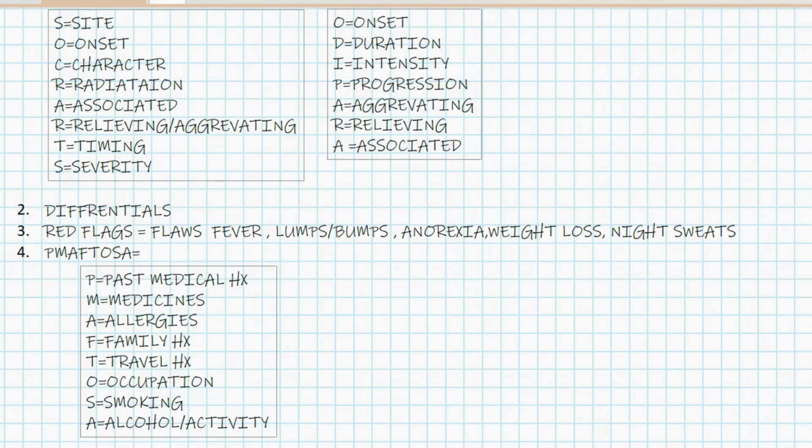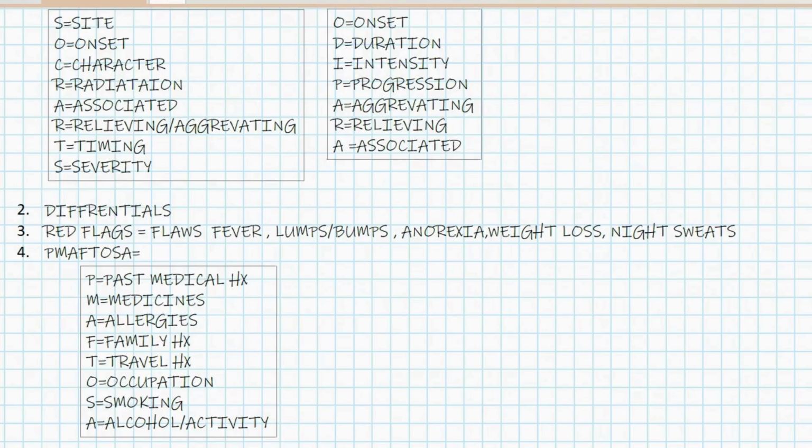Once the main symptom and red flags are done, go for the background history. It will help you in assessing the risk factors relating to the specific condition that you're going to diagnose. So use the mnemonic PMAFTUSA. What does it stand for? P, past medical history, medications. You will ask if the patient is on any medications, or is he taking any new medications? Allergies, is he allergic to any food or any medicines? Then ask about family history, travel history, and what is his occupation?